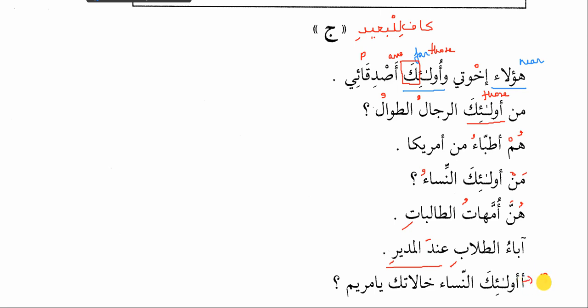This is a questioning interrogative tool. A ulaika nisa'u khalatuki ya Maryam? Khalat is the plural of khala. In the previous lesson, we did the male and female relatives of the family. Khala is the maternal auntie, the sister of the mother. So with the ta marbuta, you make the plural alif wa ta, khalat. So khalatuki ya maryamu. So are those women your maternal aunties, ya maryamu?